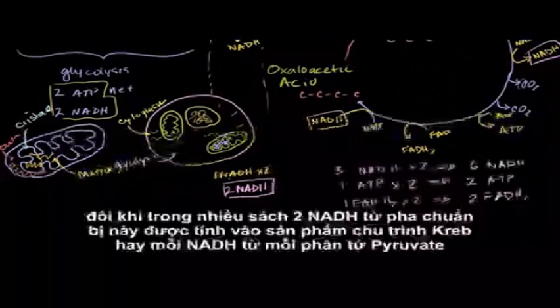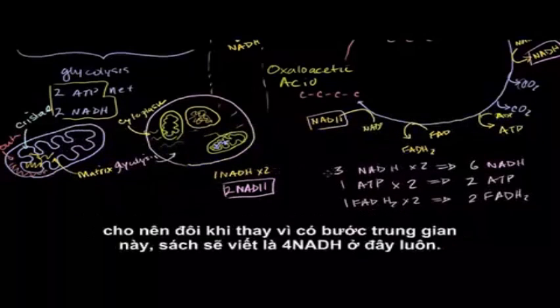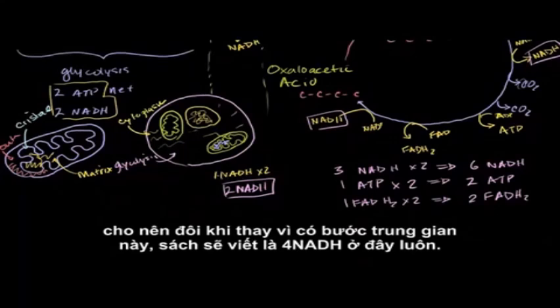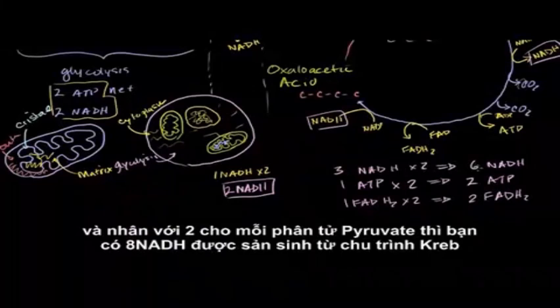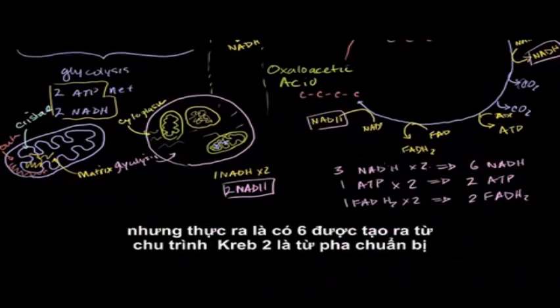Now, sometimes in a lot of books, these 2 NADHs per turn of the Krebs cycle, or per pyruvate, this 1 NADH, they'll give credit to the Krebs cycle for that. So sometimes instead of having this intermediate step, they'll just write 4 NADHs right here, and you're going to do it twice, once for each pyruvate. So they'll say 8 NADHs get produced from the Krebs cycle. But the reality is 6 from the Krebs cycle, 2 from the preparatory stage.